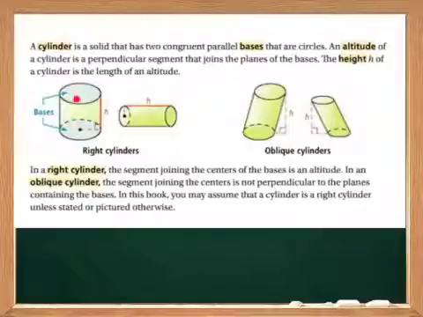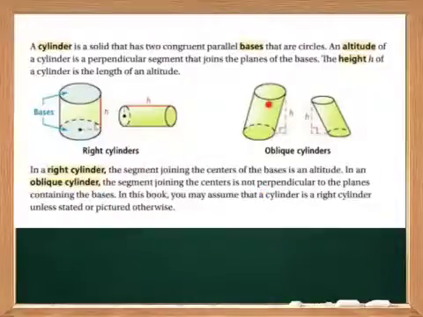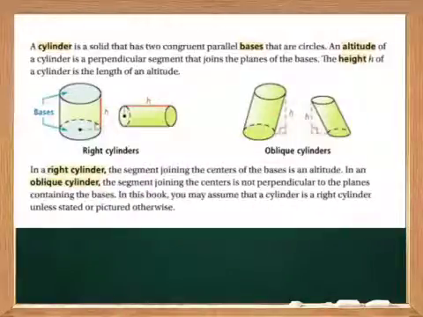to here would be the height. In an oblique cylinder, the segment joining the centers is not perpendicular. These would not be perpendicular to the planes containing the bases, but we're going to assume that unless it looks oblique, that it's a right cylinder.